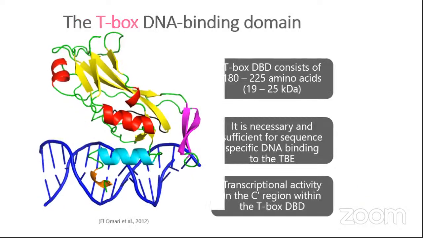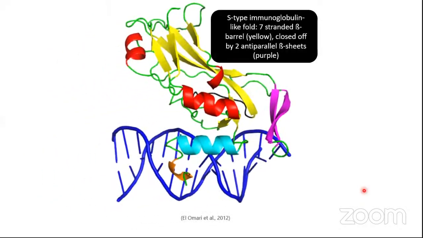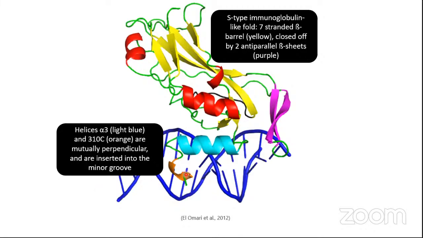And now I'd just like us to zoom a bit into the structure. If you look at the top right-hand side of the structure over here in yellow, we see the characteristic fold of T-box proteins. It is called the immunoglobulin-like fold. It consists of a 7-stranded beta barrel, which is enclosed by 2 antiparallel beta sheets. It also has 2 mutually perpendicular helices, which lock the protein into a fixed state and wedge it into the minor groove of the DNA.